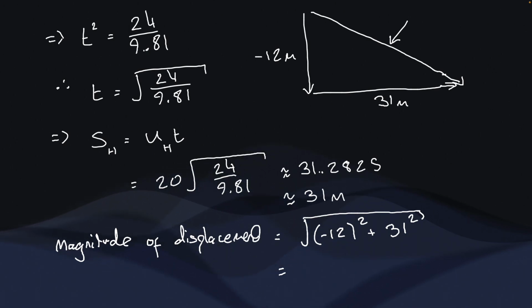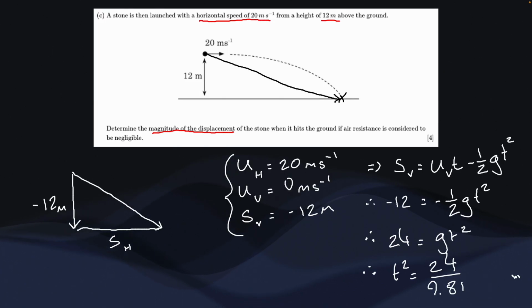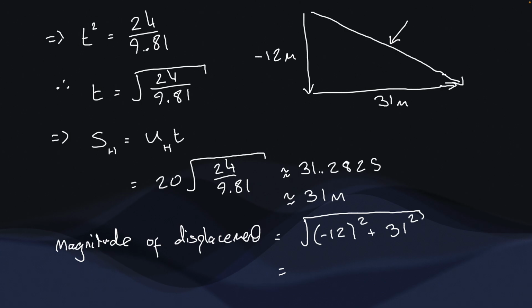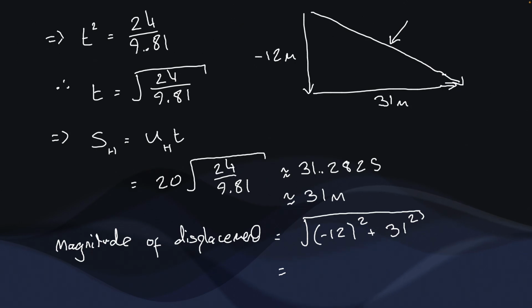And my calculator just died. That's very useful. Let me just go back to the previous slide. I think I wrote down my answer somewhere. No, I didn't. Two seconds. I'll just need to use my calculator on here. Let me just remember what I was putting in. It's the square root of negative 12 squared plus 31 squared. Negative 12 squared plus 31 squared.